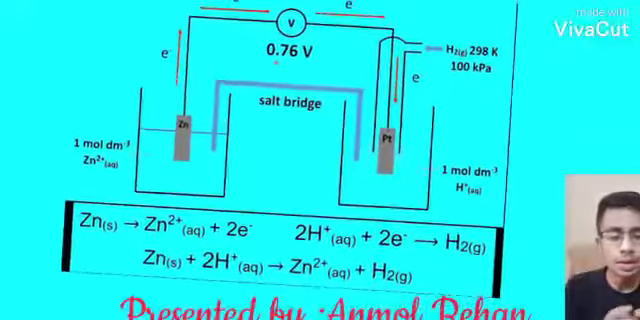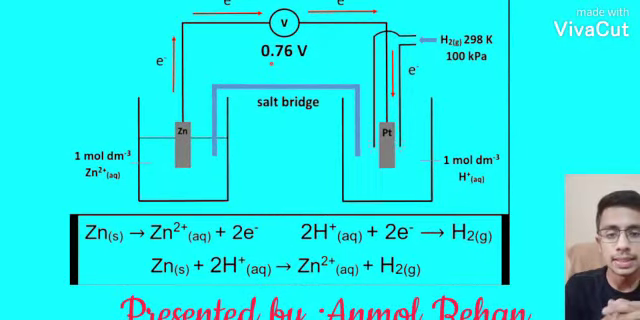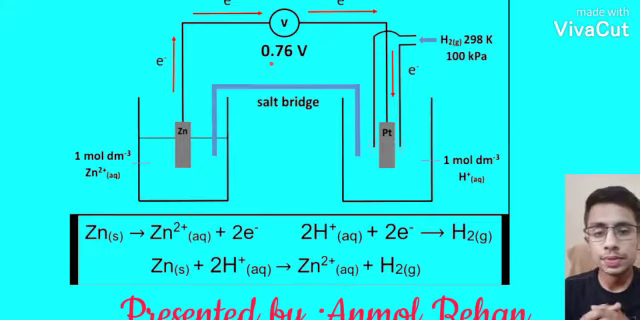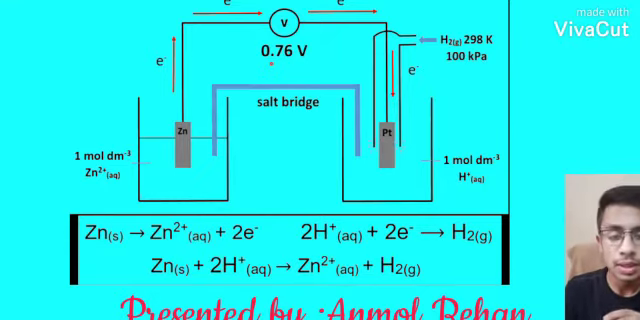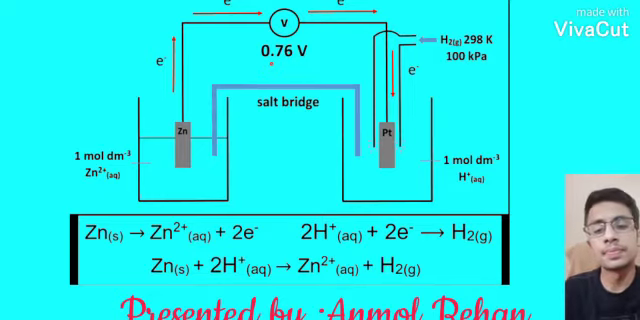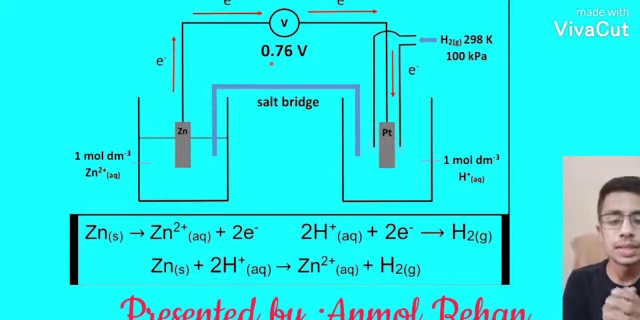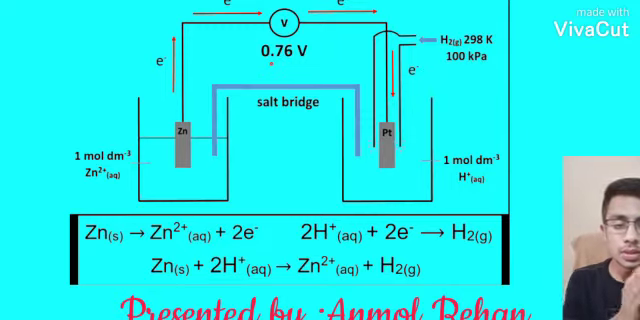We will take a zinc half cell in relation to SHE, the standard hydrogen electrode. We will keep zinc at the anode and hydrogen at the cathode. You will see that when electrons flow, the zinc gets oxidized. The reactions are: Zn gives Zn2 positive plus 2e, and 2H positive plus 2e equals H2.